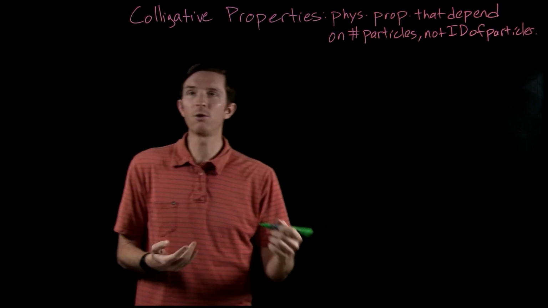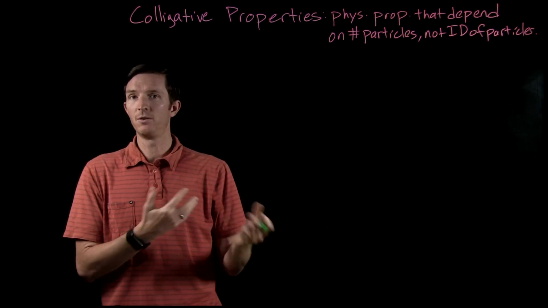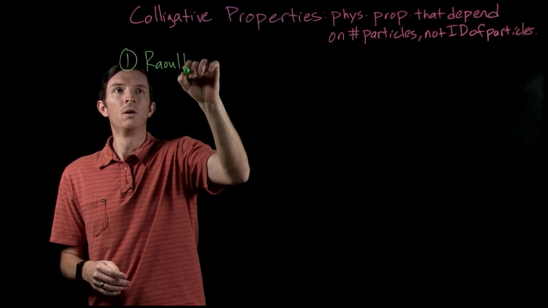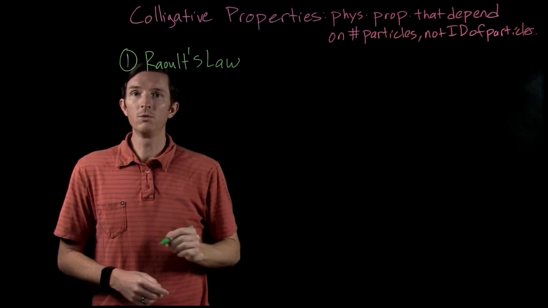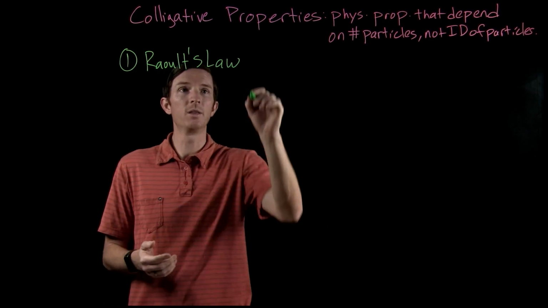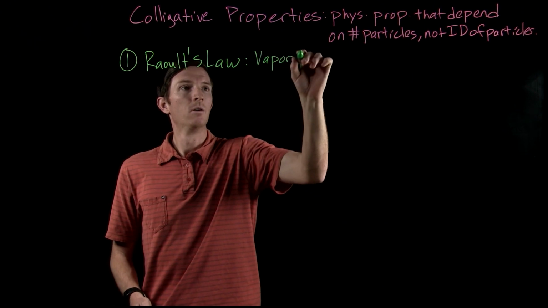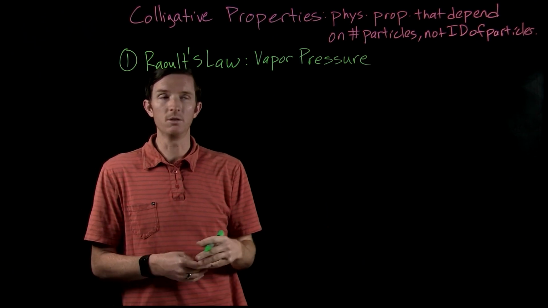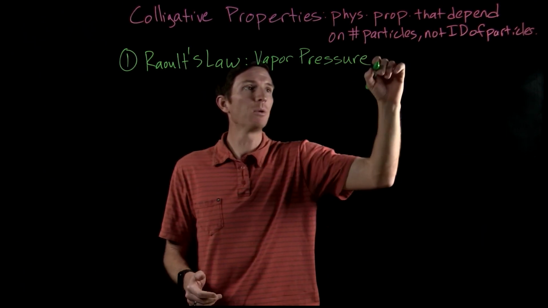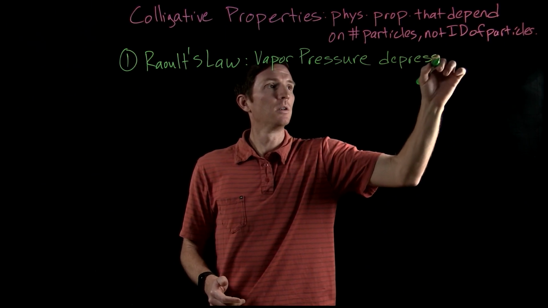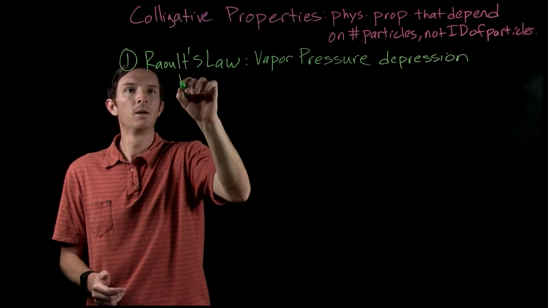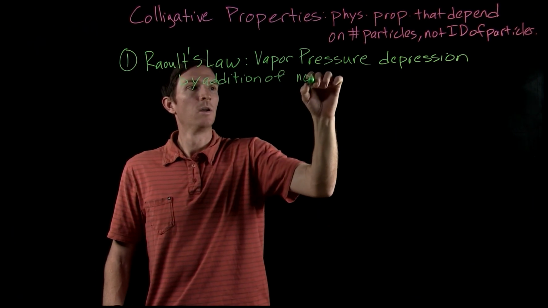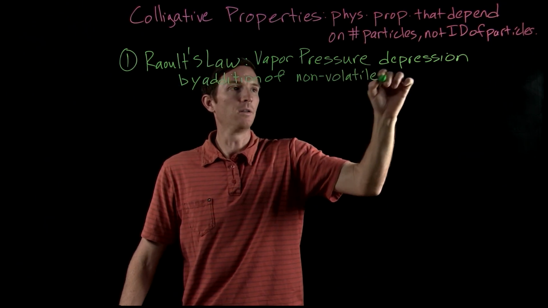Okay, so these four properties are described by various different relationships or laws. The first one is Raoult's law. Raoult's law deals with this idea of vapor pressure and what happens to the vapor pressure when we add a non-volatile solute. So Raoult's law describes the vapor pressure depression or decrease by the addition of a non-volatile solute.